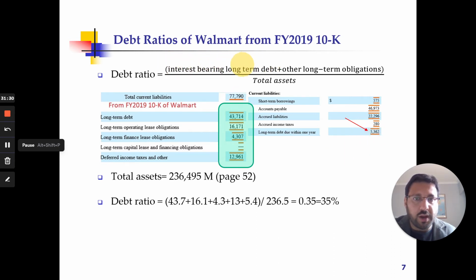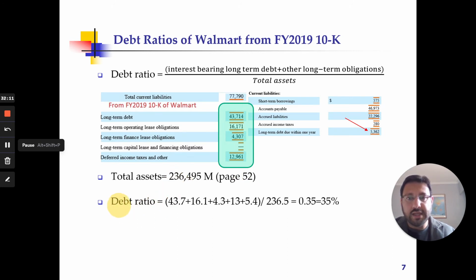So this is actually a part of the interest bearing long-term debt. Even though it is only one statement written over here, interest bearing long-term debt includes both the long-term debt due within 1 year from current liabilities, plus the long-term debt from the long-term liabilities. This is in the balance sheet of Walmart, fiscal year 2019 10K statement, and all these numbers I have gathered from page number 52. The total assets is this.